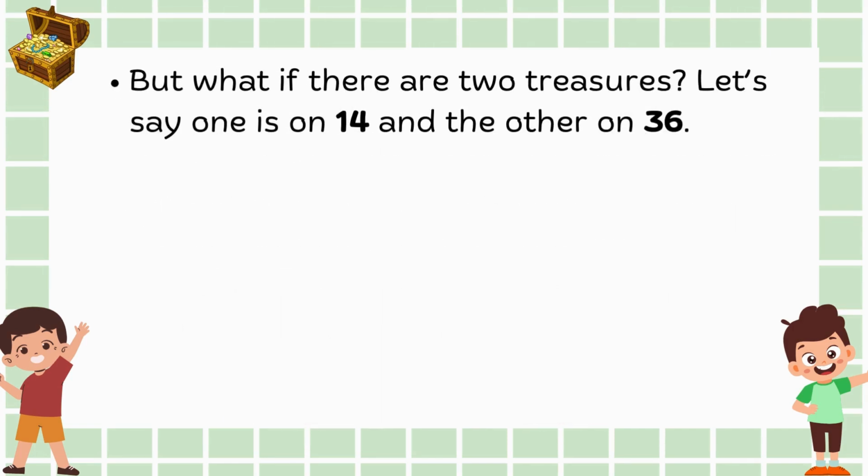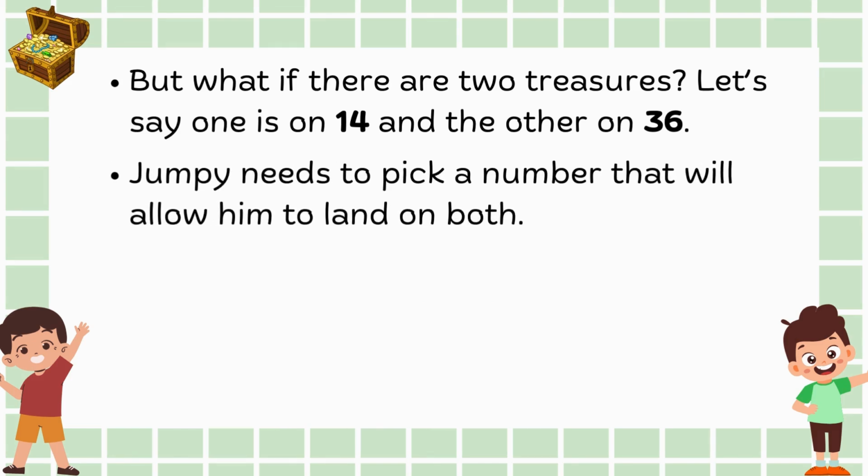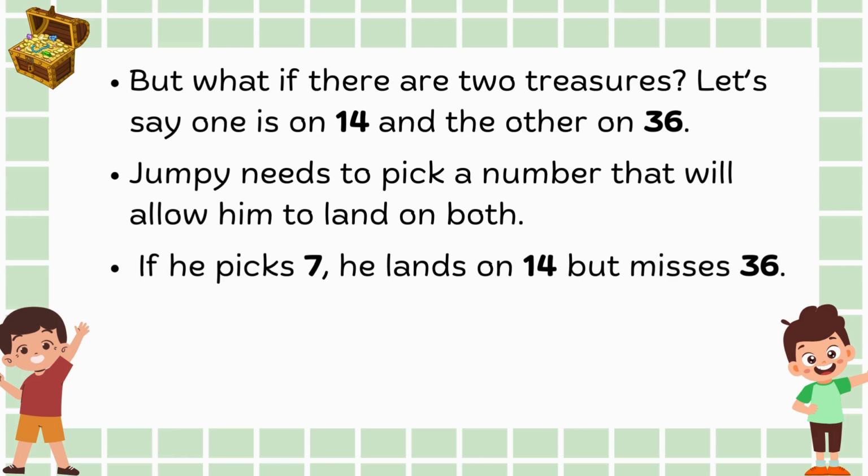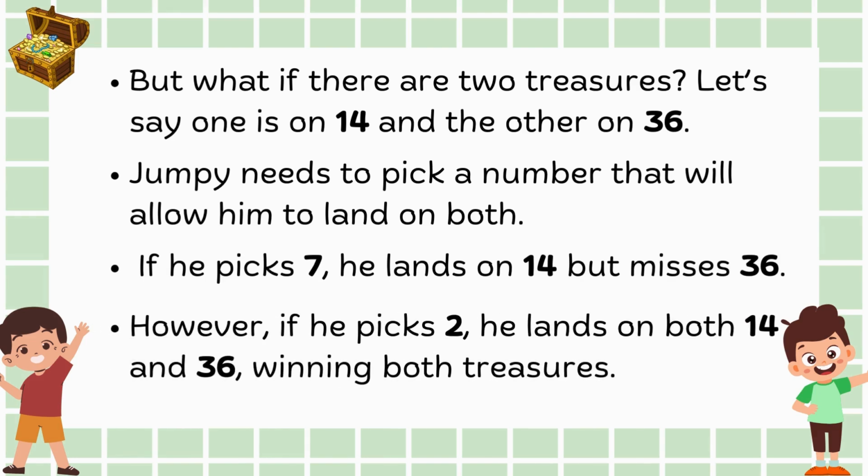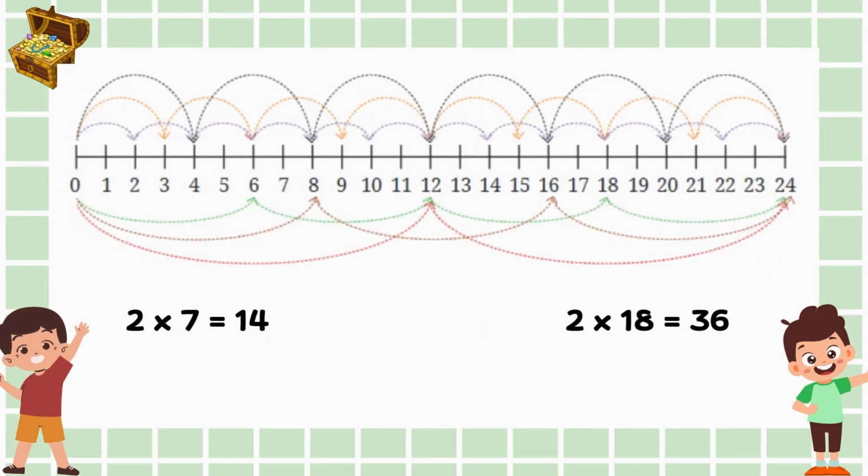But what if there are two treasures? Let's say one is on 14 and the other on 36. Jumpy needs to pick a number that will allow him to land on both. If he picks 7, he lands on 14 but misses 36. However, if he picks 2, he lands on both 14 and 36, winning both treasures. Here, it is clear that if he picks 2, he can land on both 14 and 36.